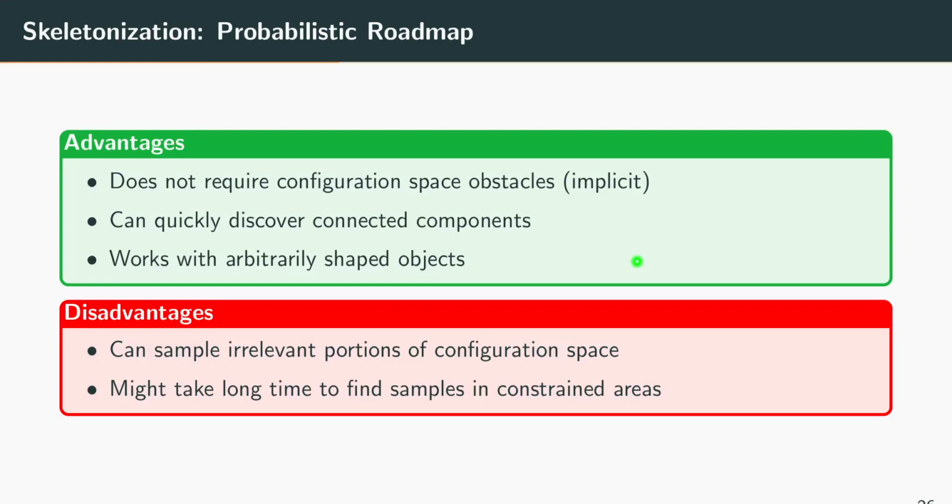And so here, the great thing is that we can use an implicit representation of our environment. We can fairly quickly discover connected components. And also because we don't need an explicit representation, it works with arbitrarily shaped objects. So even if you have meshes, it's not really a problem as long as you have a reasonably well-working collision checker. And then we will also discuss how to maybe partially overcome some problems. But one major challenge is that if you have a narrow passage, it's actually not that likely to end up with samples that go through the narrow passage. And there are some tricks around it to make it work.